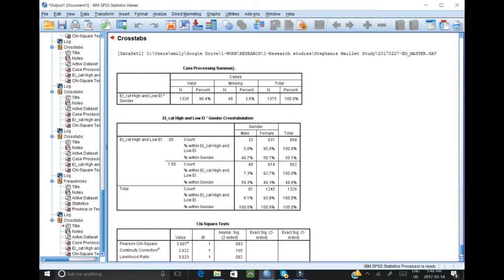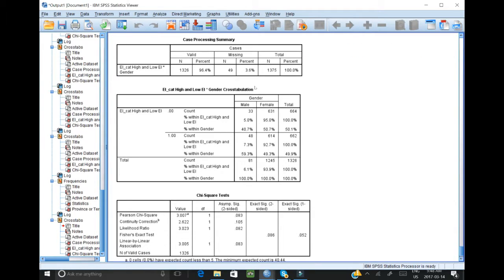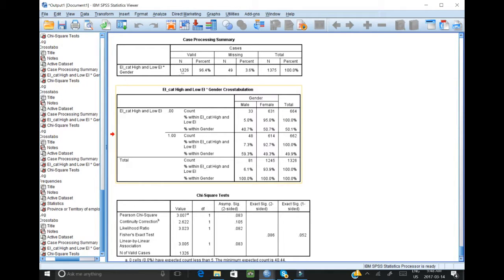So here's our crosstabs output. The first box shows us how many cases were included and excluded based on missing values. The second box shows us our percentages. So we've got male and female in our columns, and we've got high and low emotional intelligence for our rows.